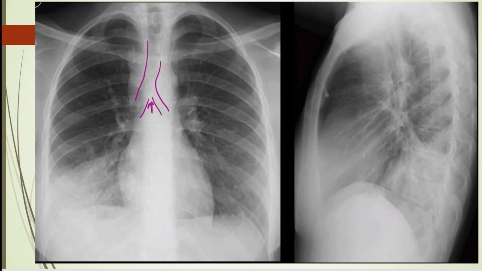B for bones. Ribs look good. Clavicles look good. Vertebrae are a little hard to see, but mostly look good. Okay, C for cardiac silhouette. Here's your cardiac silhouette here. That looks fine. D for diaphragms. So here is your right, but it looks like it's a little obscured over here. And here's your left.